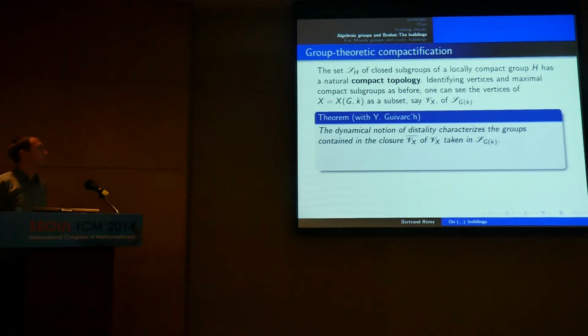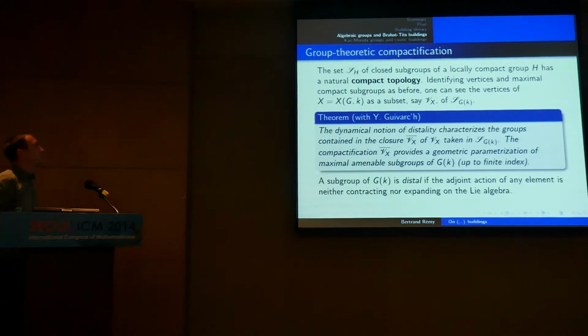There is a notion of dynamical flavor, which is distality. Distality tells you a subgroup of G(k) is said to be distal if it has no dynamics at all on the Lie algebra, which is true for compact groups, of course. And this is what is kept by taking closure, and it characterizes the groups you obtain when you close the set of maximal compact subgroups.